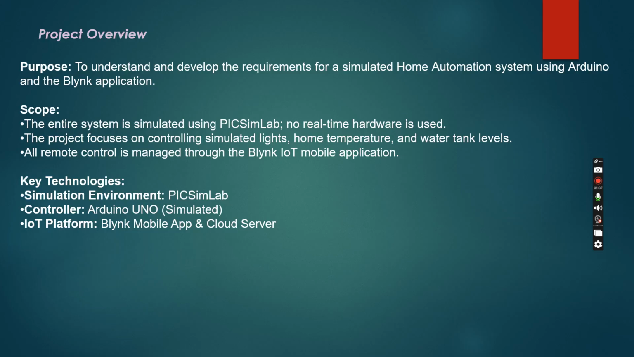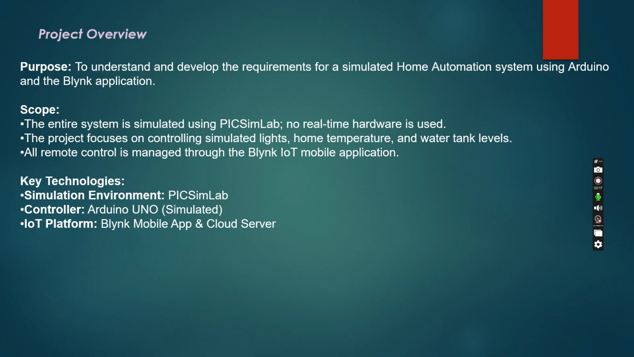Let's look at the project overview. The main purpose of our internship is to understand and develop the requirements for a simulated home automation system using Arduino and the Blynk application. The scope of our project is that the entire system is simulated using PICSimLab. No real-time hardware is used. The project focuses on controlling simulated lights, home temperature, and water tank levels. All remote control is managed through the Blynk IoT mobile application.